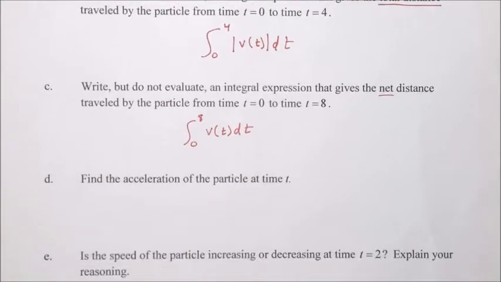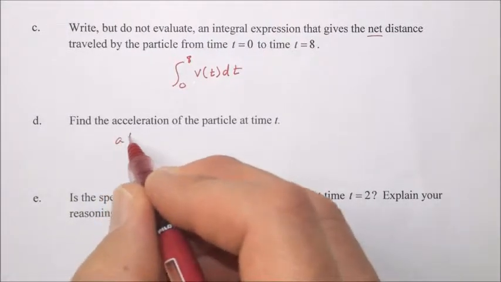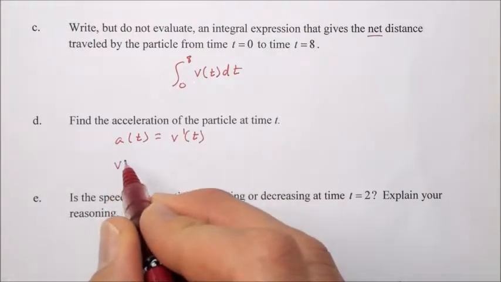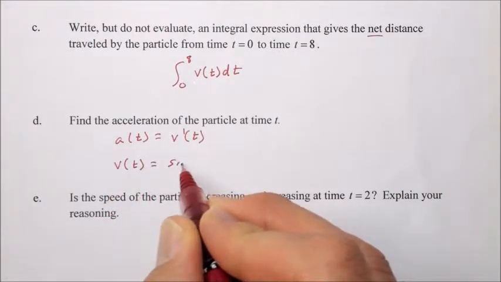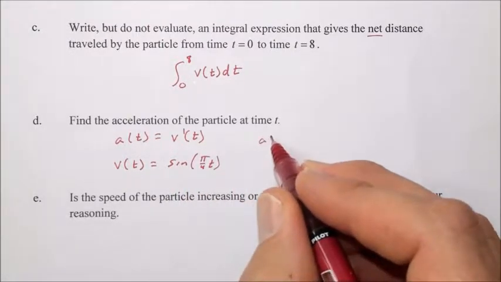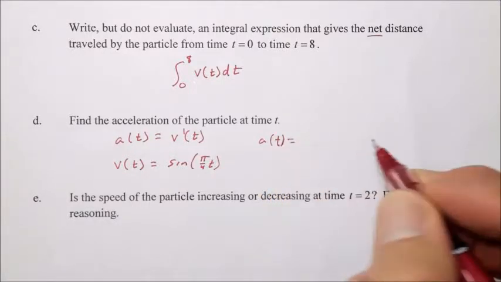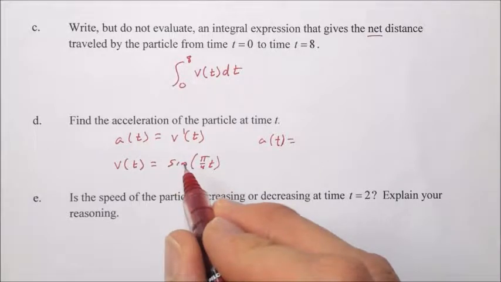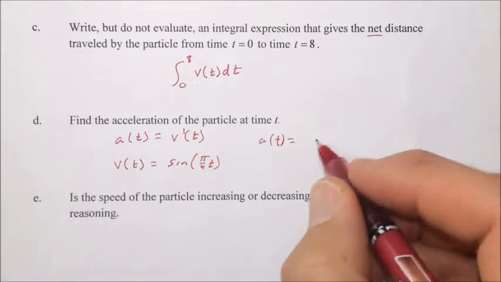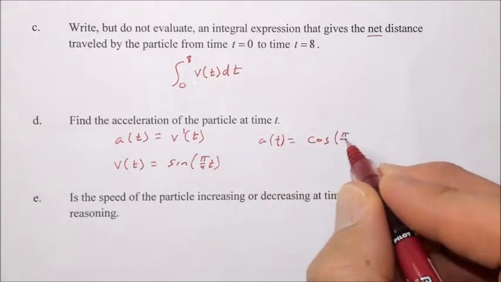Find the acceleration of the particle at time t. Acceleration is equal to the derivative of velocity. So we know velocity is the sine of pi over 4t. So acceleration will be the derivative of that. And so we have the derivative of sine. We have chain rule going on here because we have the sine of an inner function. So the derivative of sine is cosine. And then we keep the inner function, pi over 4, t.